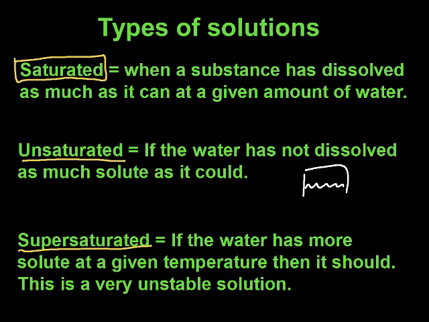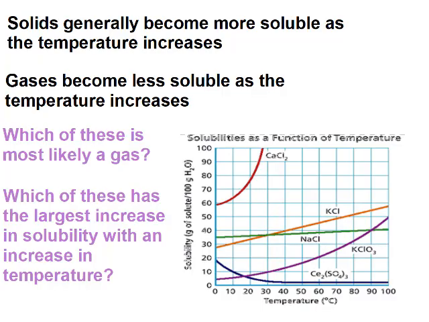So a supersaturated solution is if I took that sugar solution that was saturated, heated it up, and then all that extra sugar dissolves and then slowly cooled it. That's how you make rock candy or sweet tea. You can dissolve more than it should at a given temperature. Solids generally become more soluble as temperature increases, while gases become less soluble as temperature increases.